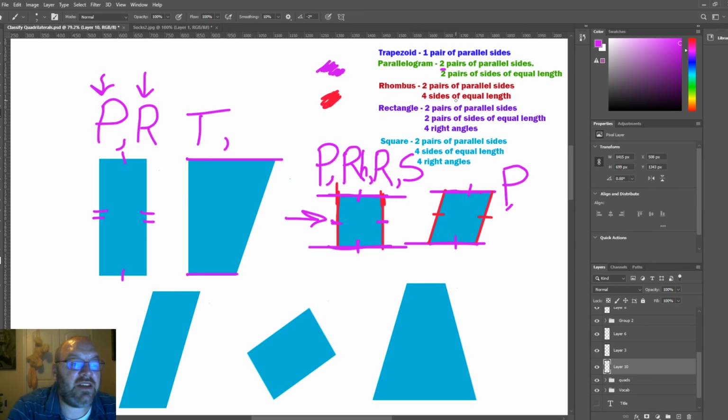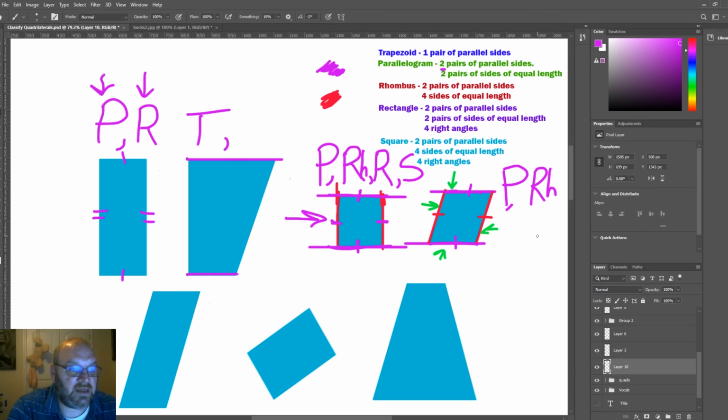Parallelogram. Is it a rhombus? Two pairs of parallel sides. We said it has that. Four sides of equal length. We'll look at my little ticks here. I got 1, 2, 4. So four sides of equal length. This side's the same as this side, which is the same as this side. That's the same as this side. So we do have four sides of equal length. So it's a rhombus.